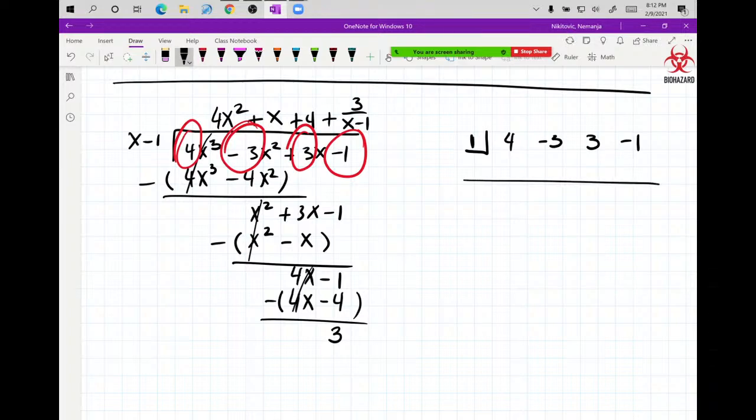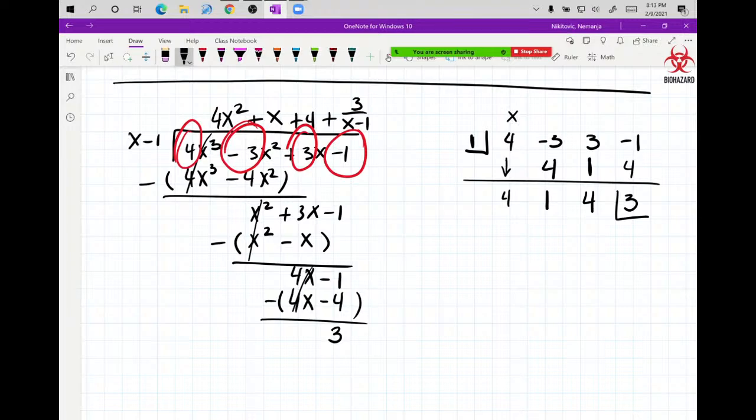All right. Drop the first one. Then 4 times 1, and you write the answer there, 4. You add them, you get 1. Then 1 times 1 is 1. You write it there under positive 3, right? You add them together, you get 4. 4 times 1, put it in here, you get a 3, and that's the remainder. Box it off that way.